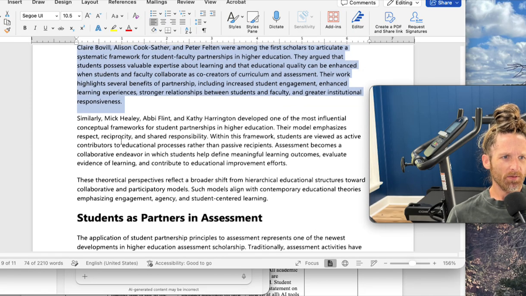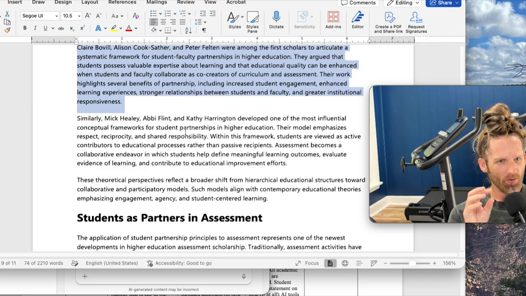Their model emphasizes respect, reciprocity, and shared responsibility. Those couplets, those triplets, very common in AI writing.